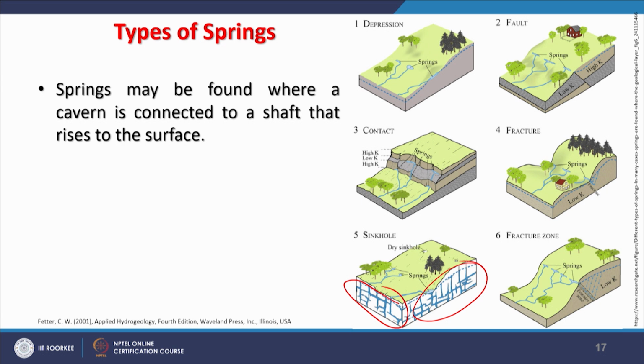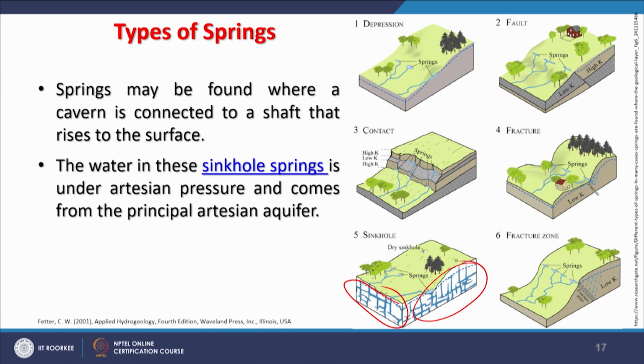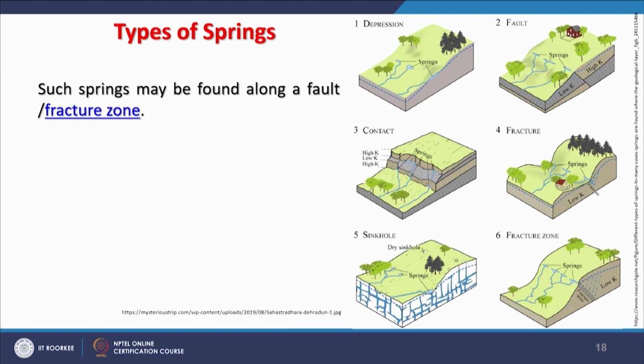Now, springs can finally be found in a cavern that is connected to a shaft that rises to the surface. So, these we call sinkhole springs, which are under artesian pressure and come from the principal artesian aquifer.